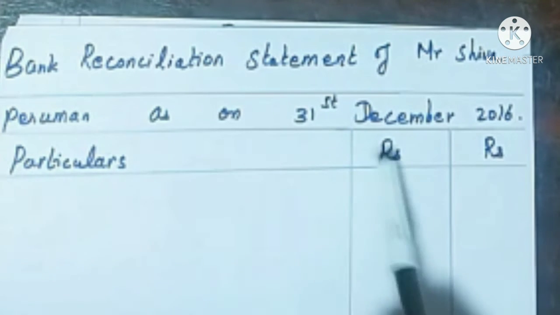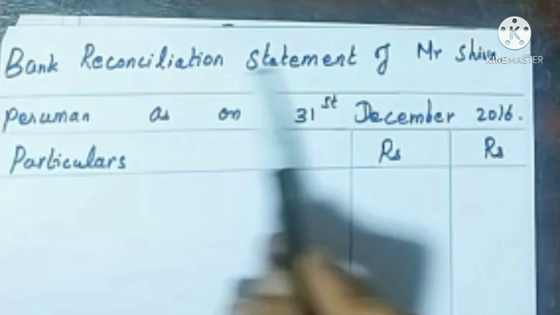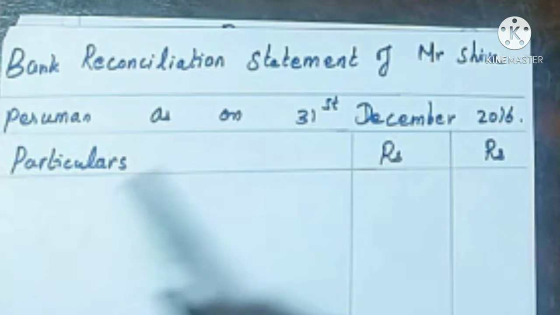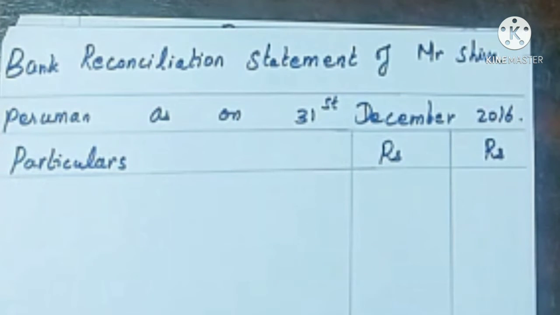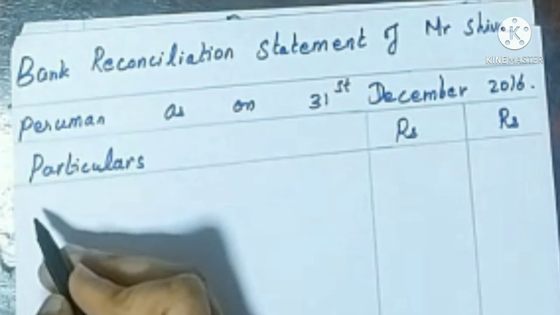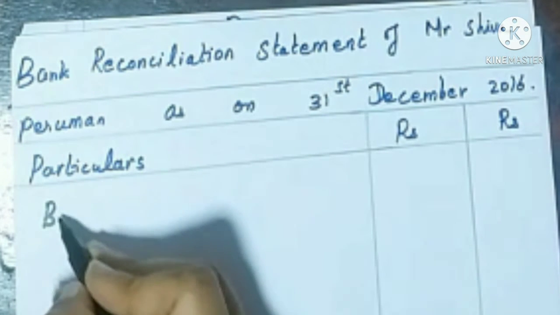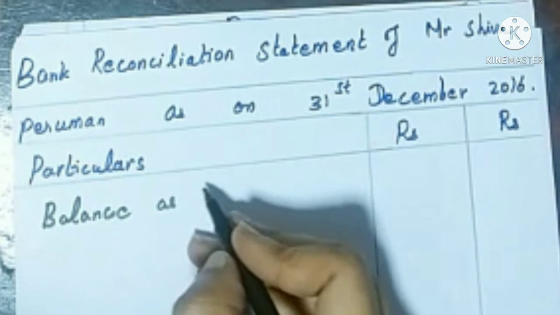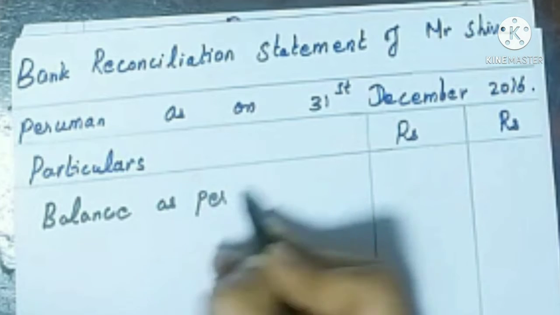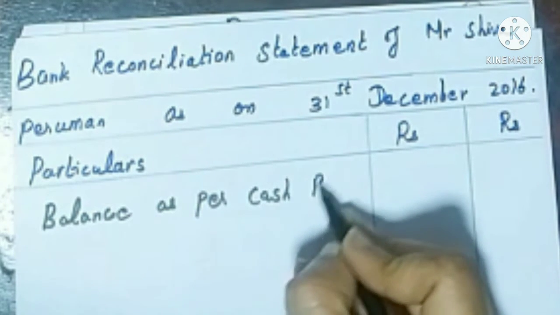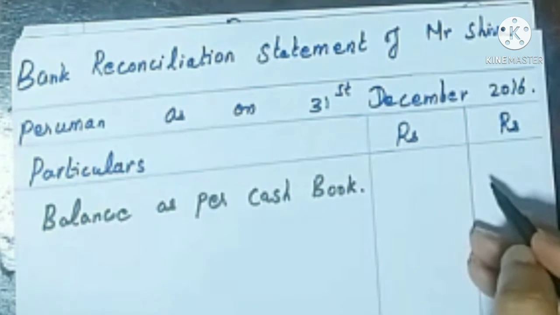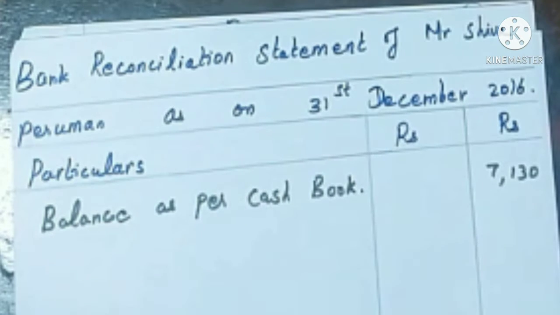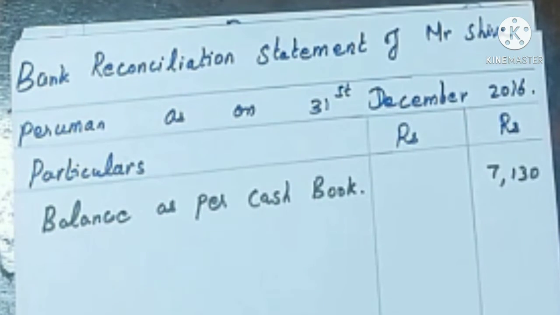That is, particulars, rupees. Bank reconciliation statement of Mr. Sivaperuman as on 31st December 2016. Now I am going to write balance as per cash book. Amount is rupees 7,130. Let's see what all items have to be added and deducted from this.